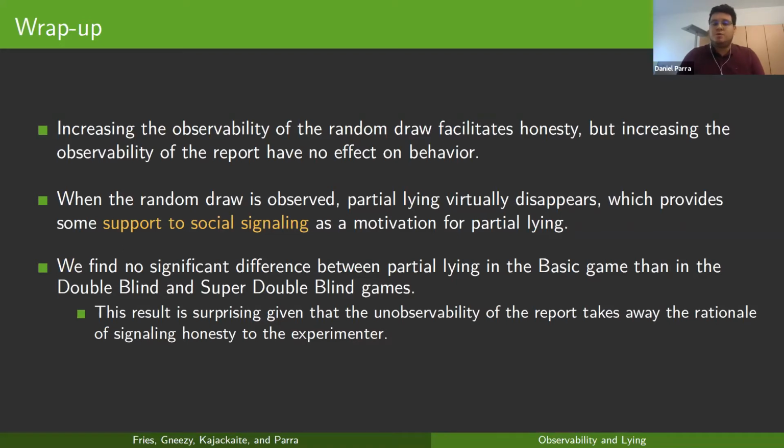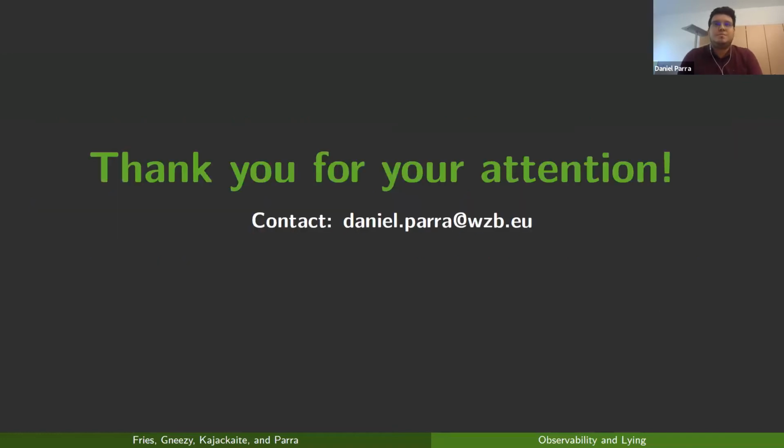We find some support of the social signaling motivation, but it's mainly when the experimenter observes the random draw. And yeah, the more striking result is why we still have people lying partially when it's double blind. So thank you so much. I'm happy to have your questions, and if you have comments, I'm really happy to hear your conjectures on our striking result.